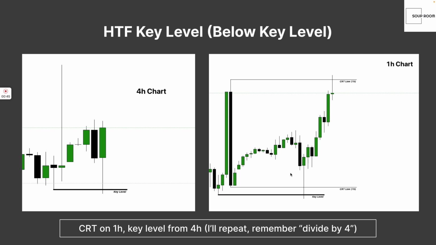So as I mentioned before, if the CRT is on the 1 hour, the key level is going to come from the 4 hour chart. Having a key level below or above or within your CRT from a higher time frame is key to achieving a high amount of success with CRT. This is what presents high probability CRT setups. They are not random. If your CRTs are not working when you're trying to execute, it is because you are not using key levels.